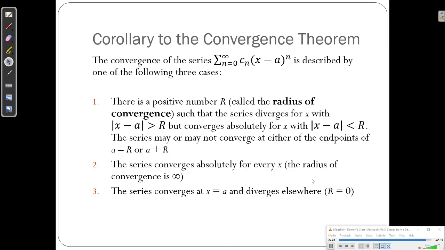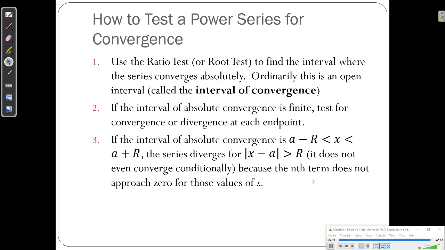So one more bit of theory. This is the last new bit of theory. The last slide we're going to look at is just kind of a summary of everything we're going to do in the exercises. We're going to be looking for these radii of convergence. Generally, when we look at one of these things, we're going to be trying to figure out where they converge absolutely, so it's natural to use the ratio or root test for that.